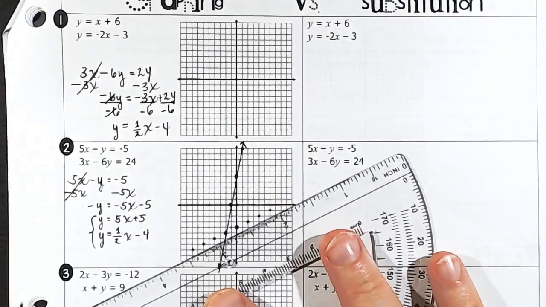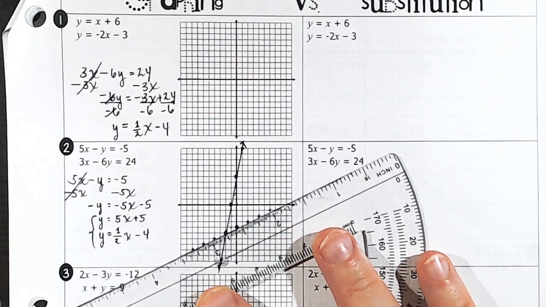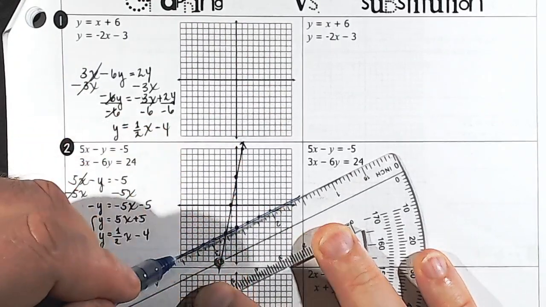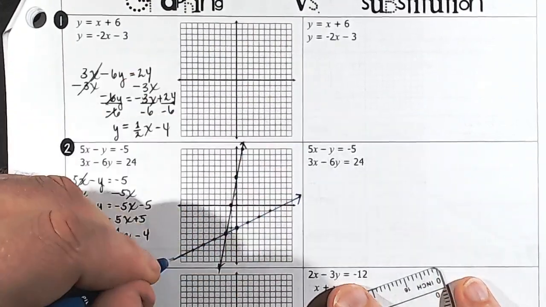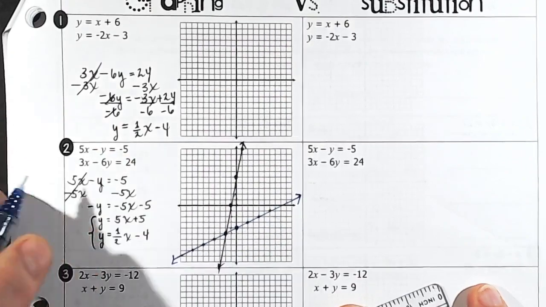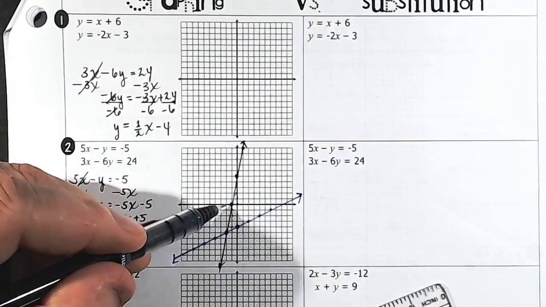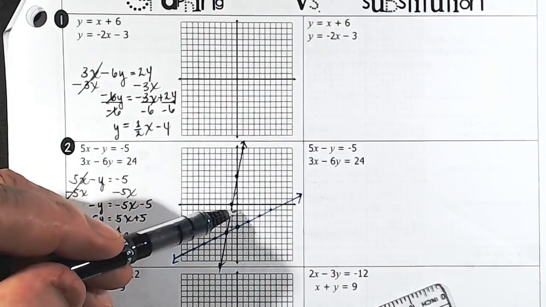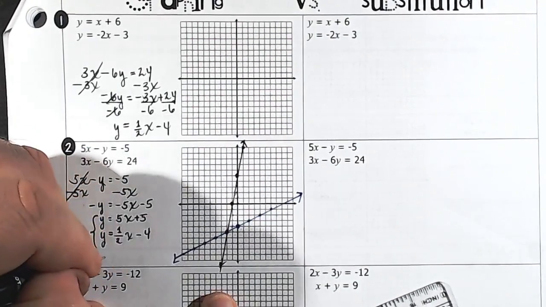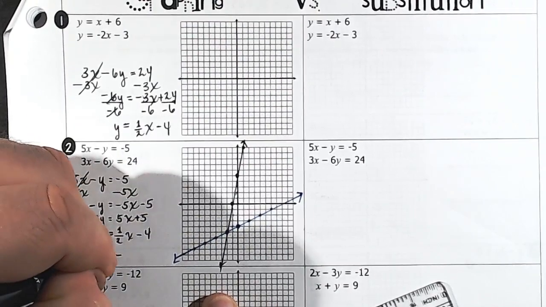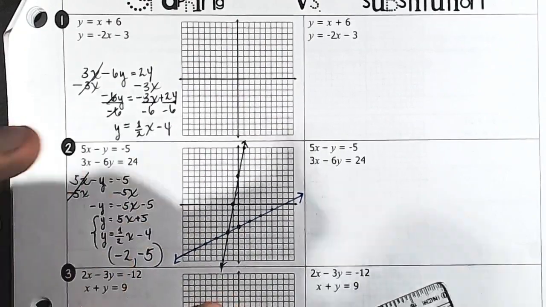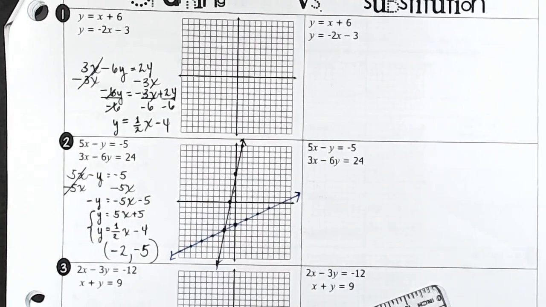Okay? Let's bring in that straight edge and draw a line. And we see that they're crossing right here. So where are they crossing? Well, that's negative 2 on the x and down 1, 2, 3, 4, 5 on the y. So the solution, according to the graphing, would be negative 2, comma, negative 5. Now let's solve using substitution properly.